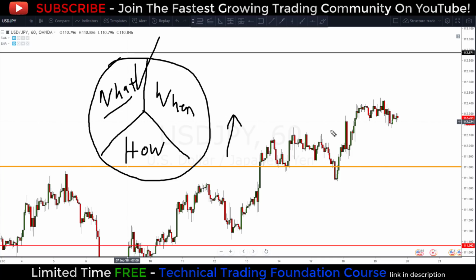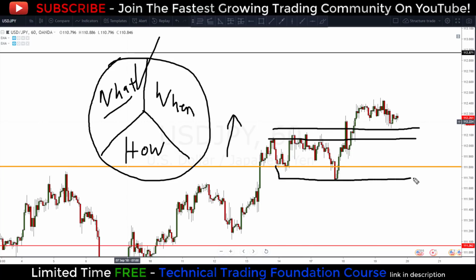Our next question is when. Well, for the when, I always use my previous levels of structure. So here, the way we're looking at this is that this is our previous level of resistance. This zone right here. So that's one answer to the when question. Our other zone is right here at these previous support levels. So we have 2 different zones of when.